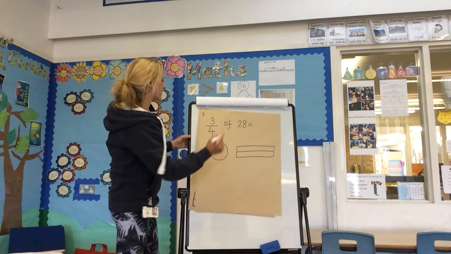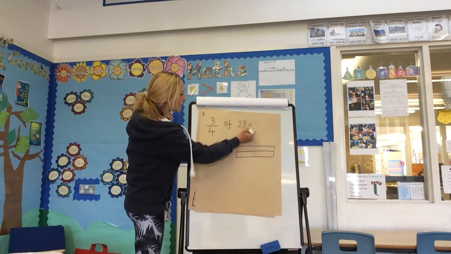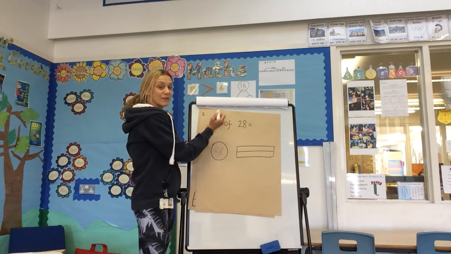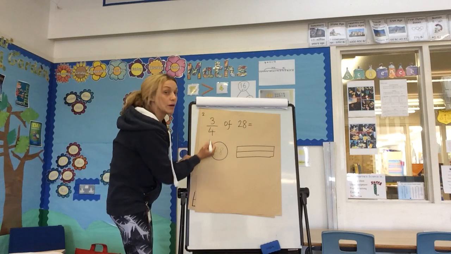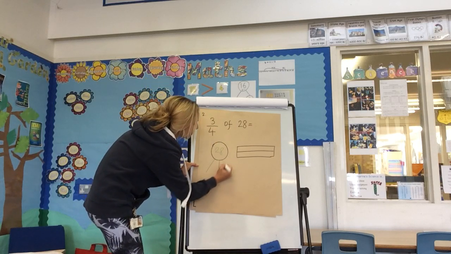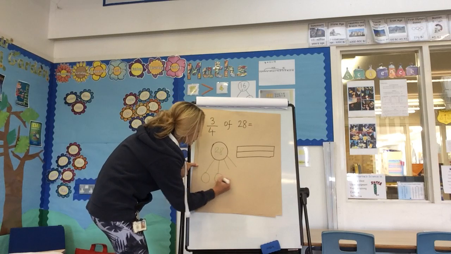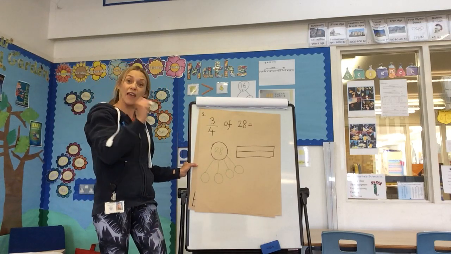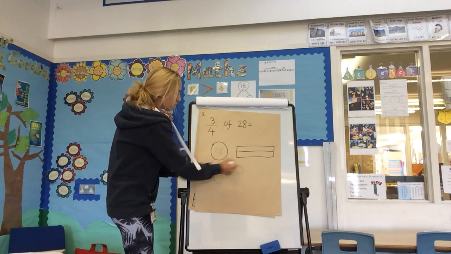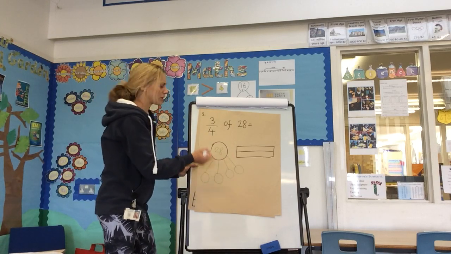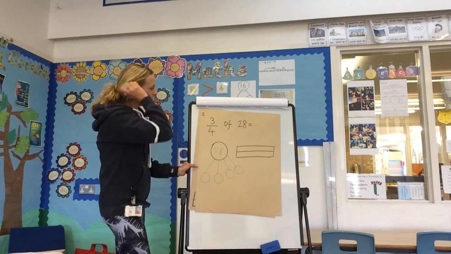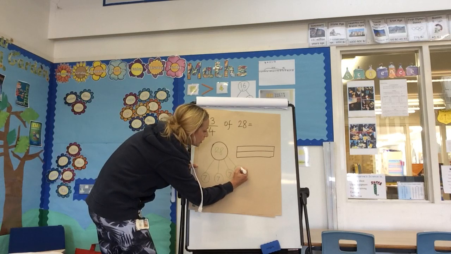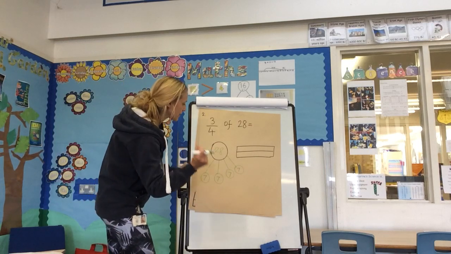3/4 of 28. My whole number is 28. That's a non-unit fraction because 3 is more than 1. With 28, I've got to make 4 equal parts. Now, what do I know about 28 and 4? If you're not sure, share them out: 1, 2 for you, 1, 2, 3, 4, 5, 6, 7, 8, 9, 10, 11, 12, etc., up to 28. Or, I know that 4 7s are 28. 7, 14, 21, 28. Because I know my 7 times table, just like that.